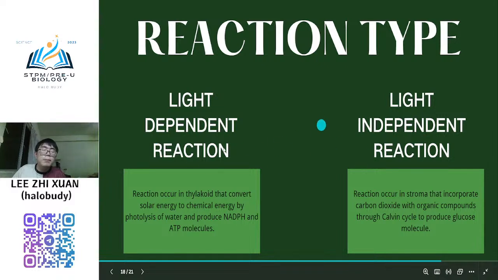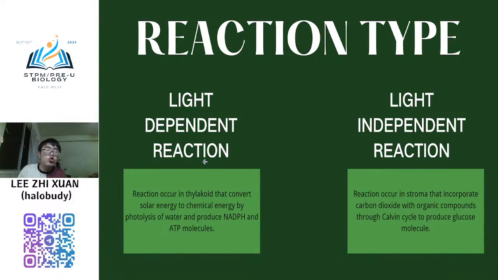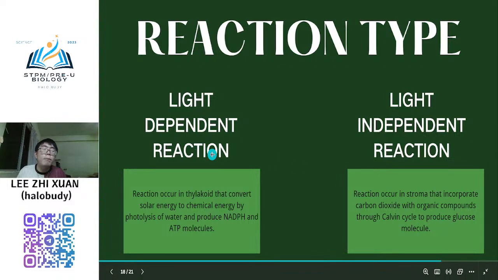So ini dua perbezaan dia lah. Light dependent reaction, it will not involve carbon dioxide one. It only involves light energy and water molecule. And then light independent reaction, dia tak kisah light punya, dia hanya involve carbon dioxide and another organic molecule through a carbon cycle and then to produce glucose molecule. And light dependent is to provide energy.